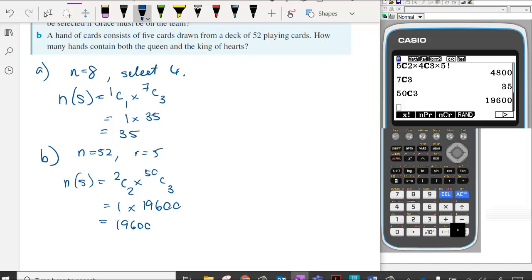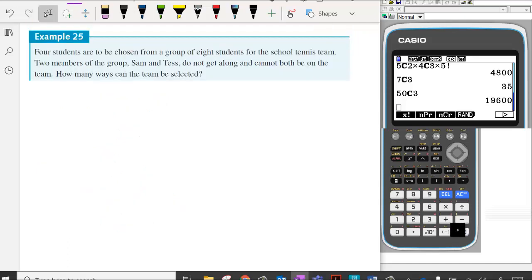Alright, so pretty straightforward as long as you break it into those 2 parts. The next example, we've got 4 students to be chosen from a group of 8 students. So 4 to be chosen from a group of 8. 2 members of the group, Sam and Tess, do not get along and cannot both be on the team. So how many ways can the team be selected? So we have this restriction here where they cannot both be on the team.